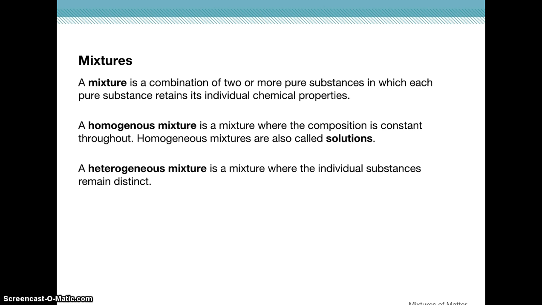A heterogeneous mixture is a mixture where the individual substances remain distinct. So I like to use a salad as an example of a heterogeneous mixture. When you take a bite of a salad, each bite might be a little bit different. You can see the different parts. They're not all evenly distributed. That would be considered a heterogeneous mixture.